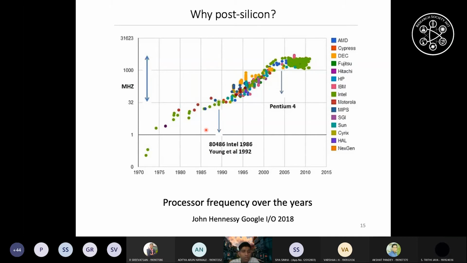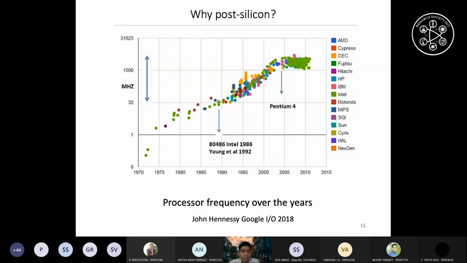If you look at the processor frequency over the years, I think the initial processor came around 1971, launched by Intel. The speed was around 1 megahertz. After that, there was a continuous increase in the frequency. The frequency is basically how many instructions you can process. The higher the frequency, the more instructions you can process, so calculations can be done faster. It kept on increasing continuously, which was very good. Everyone was happy.